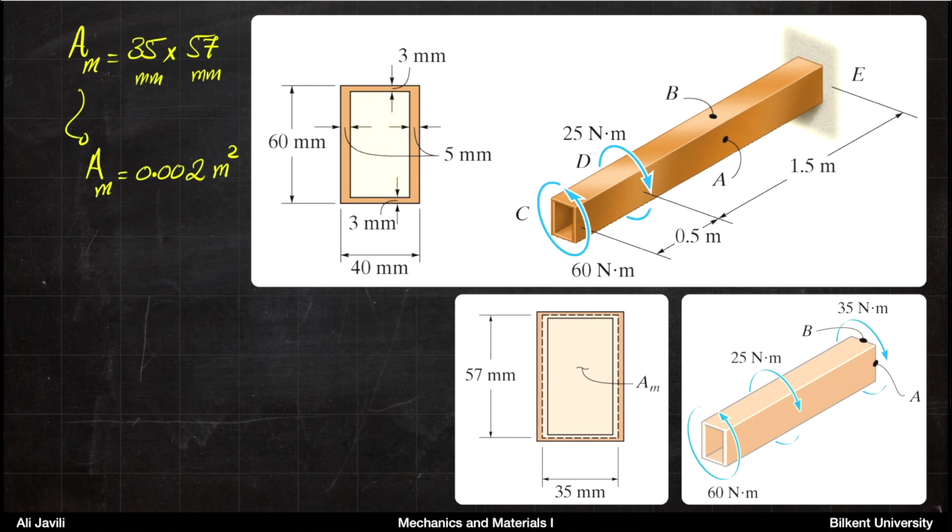Now, for the given dimensions, the first thing we want to do is calculate the mean area, AM. You can see the height is 60 millimeters, but you have a thickness of 3 millimeters on each side. So the height of the mean area would be 57 millimeters. It's basically 60 minus 3 divided by 2 minus 3 divided by 2. You do the same thing for the width. It's 40, but then you need to subtract 2.5 and 2.5, that gives you 35. So the dimensions are 35 millimeters by 57 millimeters, and AM would be 0.002 meter squared.